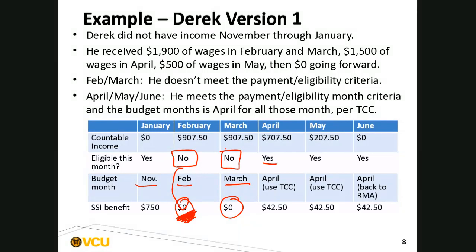But they don't use the RMA process after a period of ineligibility. If they did use the RMA process, in April, his benefit amount would be based on February, which means he'd be getting 0 SSI. Instead, they use this 3-month transitional computation, the TCC. And what the TCC says is that this is the first month of the TCC. And in this first month of the TCC, the SSI benefit amount, this $4,250, is based on the income from April.